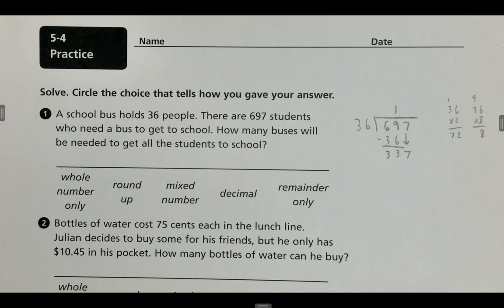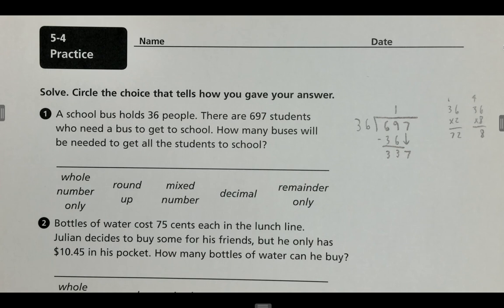Lesson 5-4, what to do with the remainder. In these word problems, we're going to use long division to set up and solve, but once we get an answer, we're going to think about the situation and make a decision with what to do about the remainder.